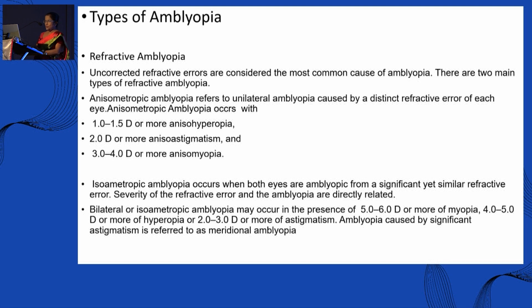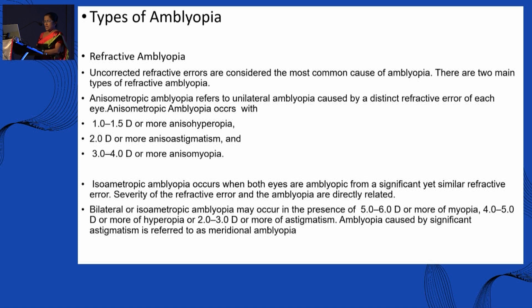So when you take refractive amblyopia, uncorrected refractive errors are considered the most common cause of amblyopia. And there are 2 main types of refractive amblyopia. One is anisometropic amblyopia, and the second one is isometropic amblyopia.